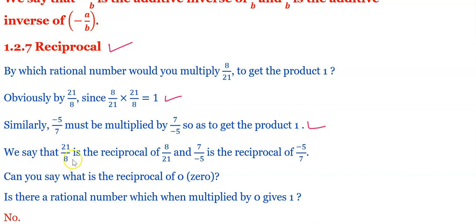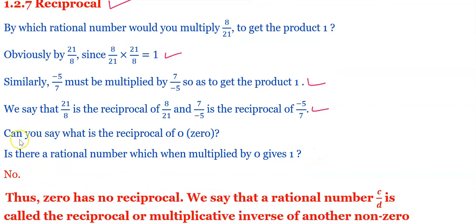We say that 21 upon 8 is the reciprocal of 8 upon 21 and 7 upon minus 5 is the reciprocal of minus 5 by 7. Okay. Now one question is, can you say what is the reciprocal of 0? 0 has no reciprocal.